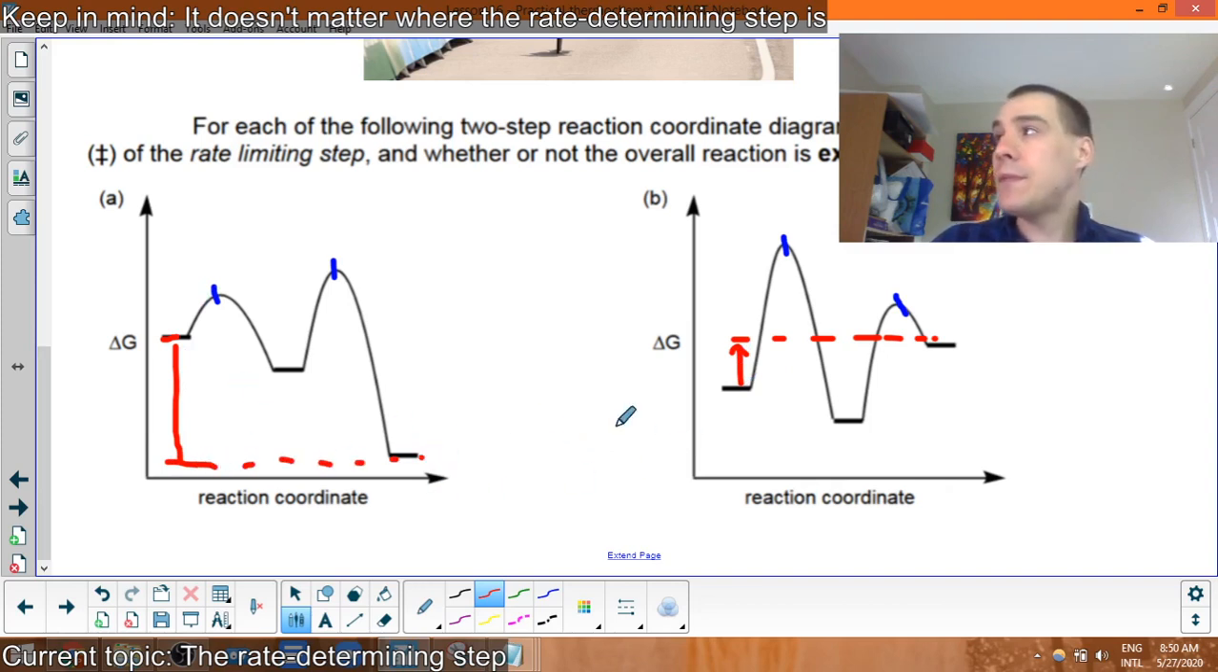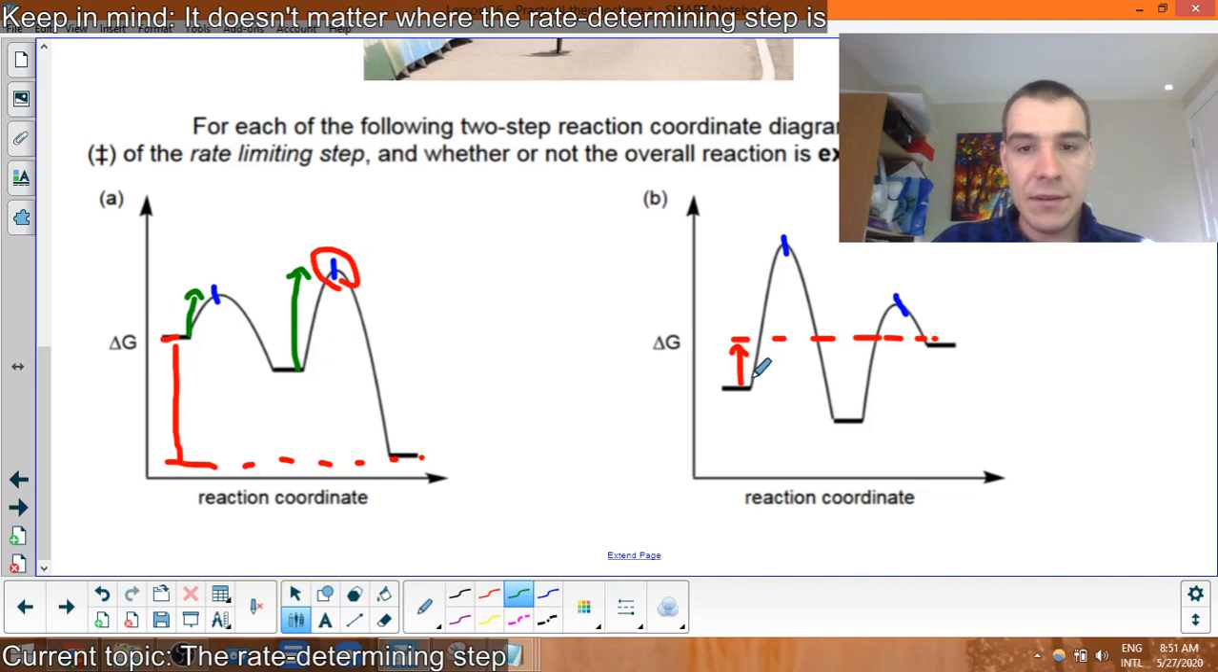Which one of these is going to be the rate determining step? Is it this transition state or this transition state? Let's look at our activation energies. This one takes this much energy to get to the transition state, and then it falls down. This one takes this much energy to get to the transition state, and then it can fall down to the final product. So this guy is going to be the rate determining step. This reaction here is the rate determining step.